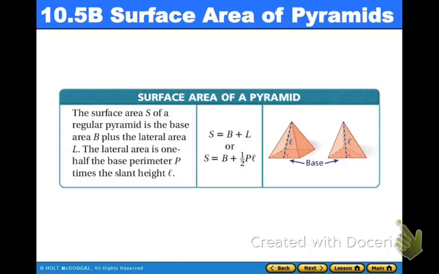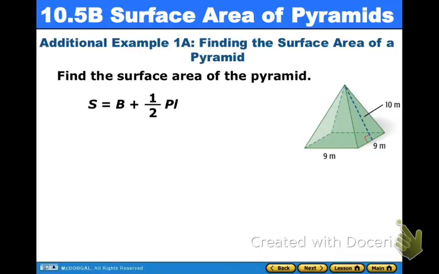So here's that formula I was talking about. No need to copy it down, just be aware that there is a formula, and I will show you how to use it. However, we're going to focus on just the concept of surface area being the sum total of all the area of all the faces.